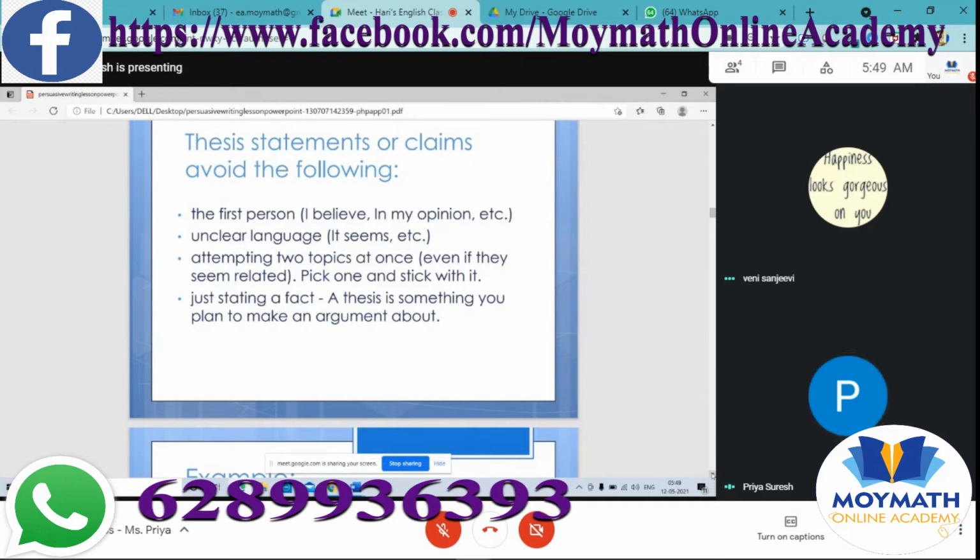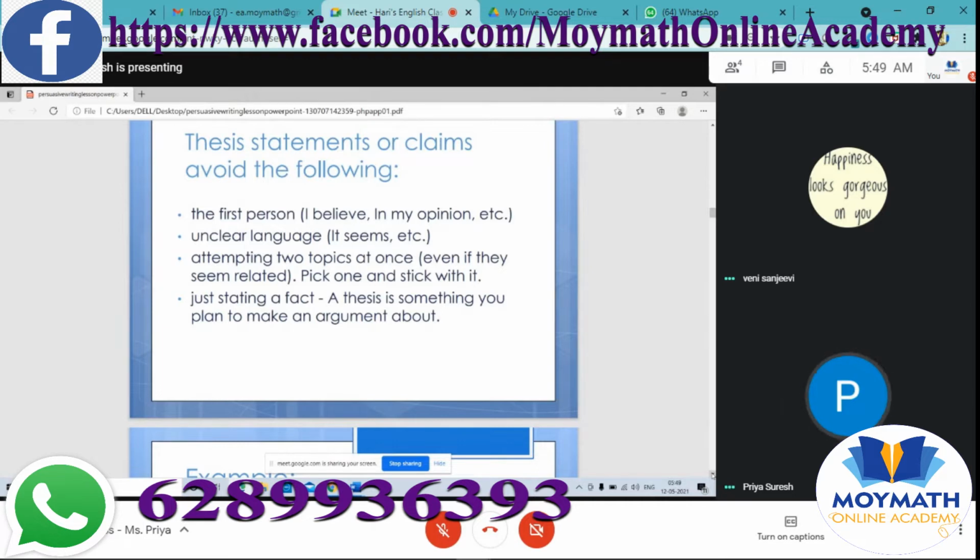And never use words like "it seems", which show that you are not very confident about it. Seems means only you think. It's not that you are very sure. So these are the phrases that you have to avoid when you are going for argument writing. Clear?